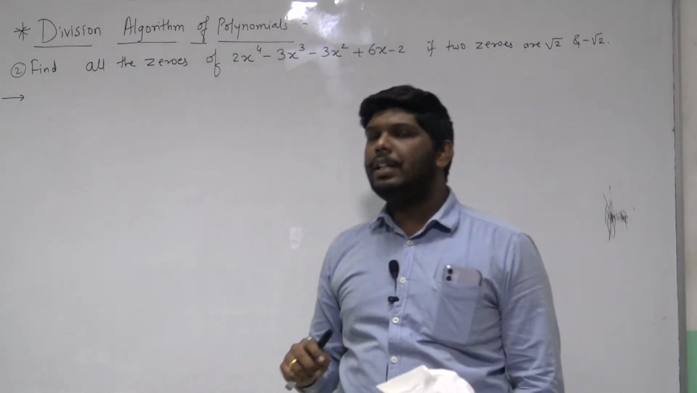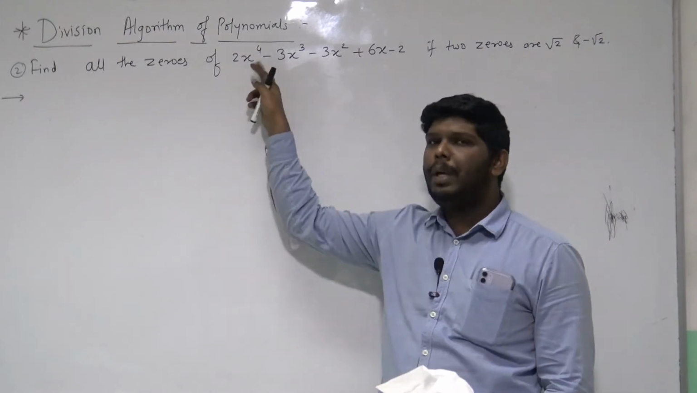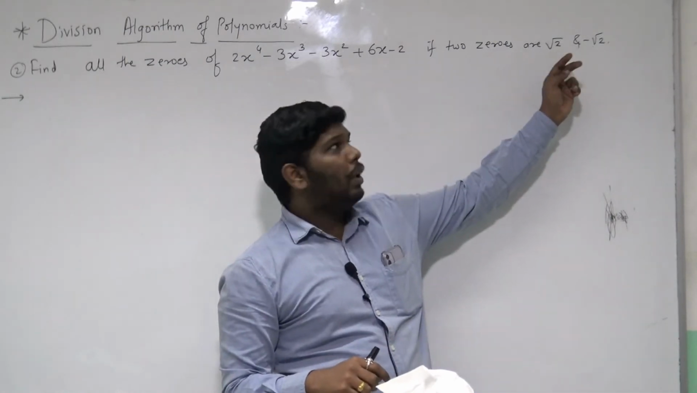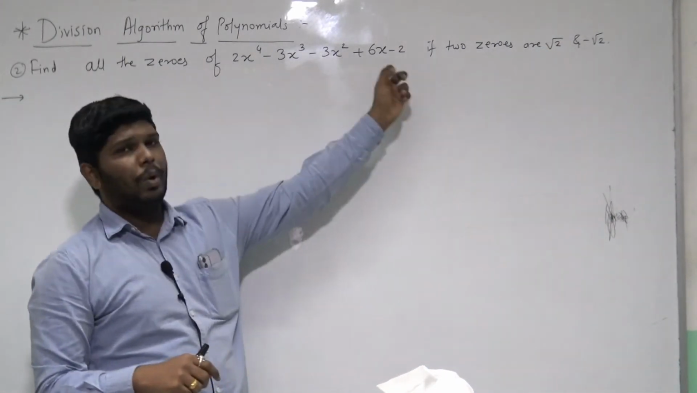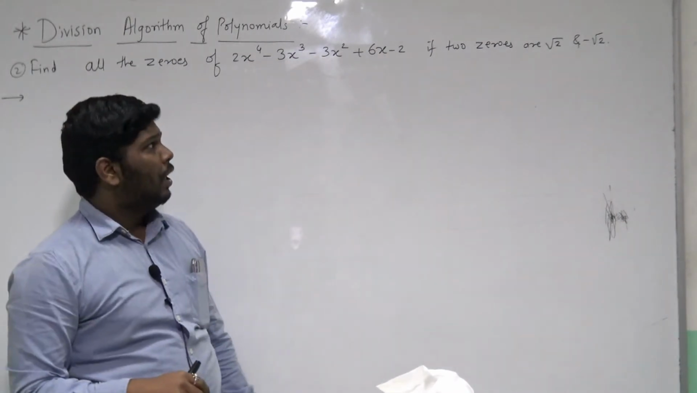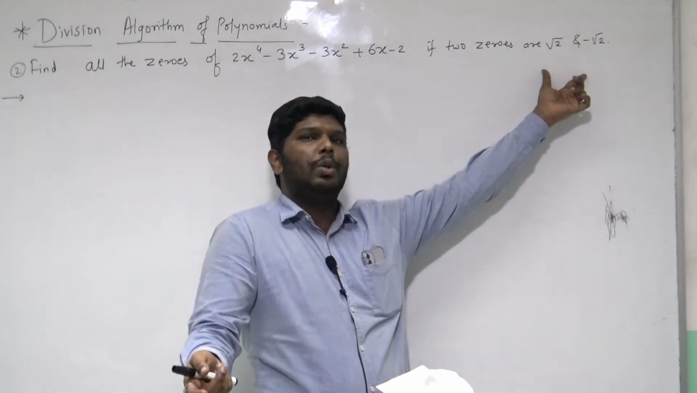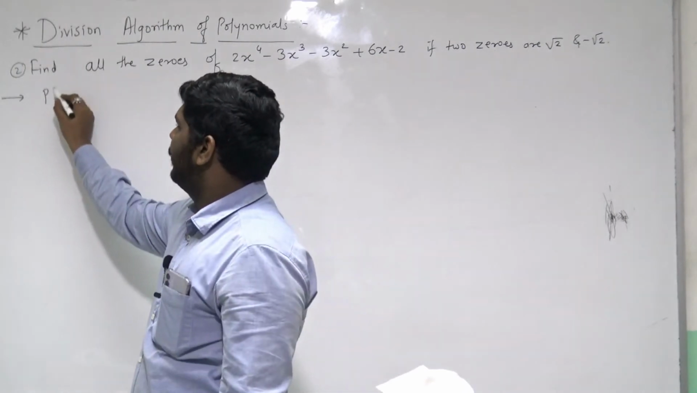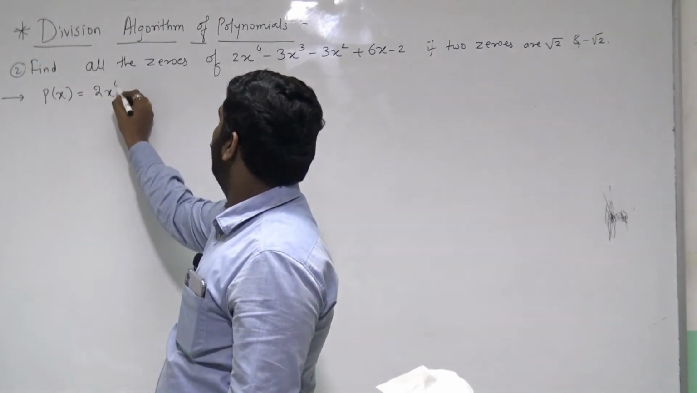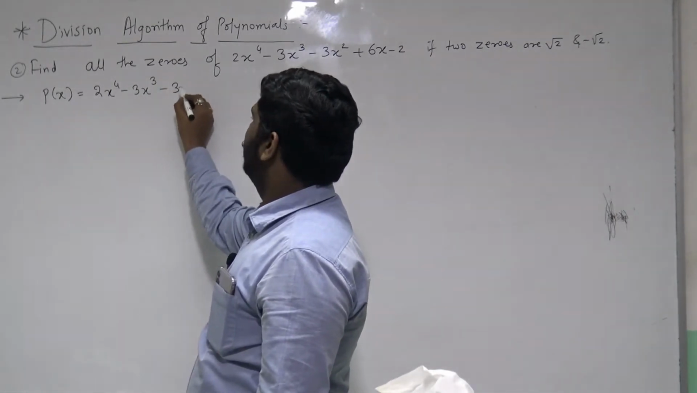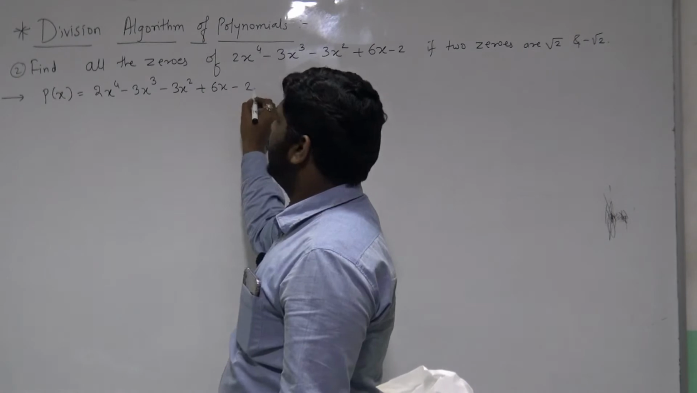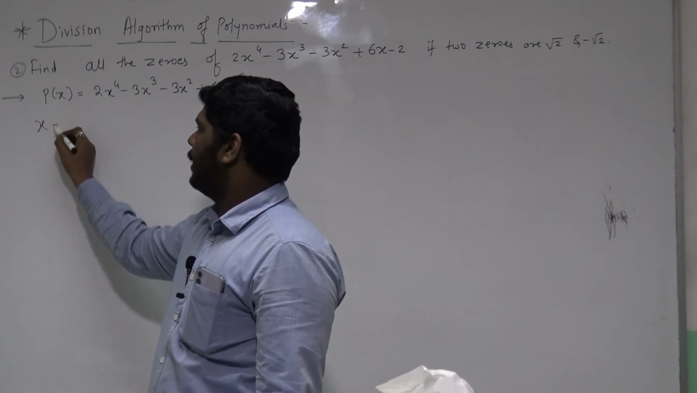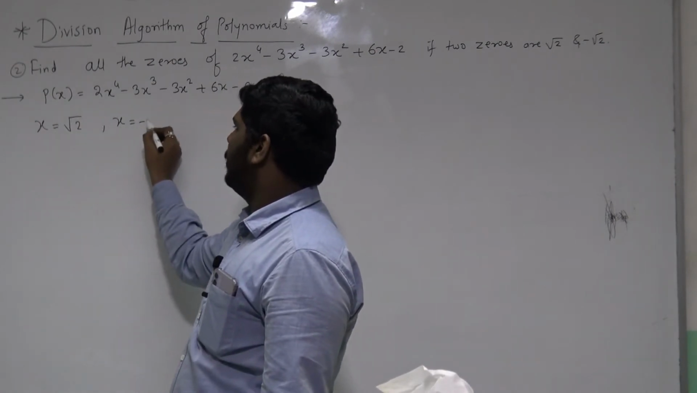As per the fundamental theorem of algebra we have already discussed, the number of zeros should be equal to the degree of the polynomial. Now out of these 4 zeros, 2 zeros are already given to you. So if I keep the value of x as root 2 or minus root 2 here, the polynomial will turn out to be 0. So what are the remaining 2 zeros that we have to find? Let us call this polynomial p of x, and p of x is given as 2x^4 - 3x^3 - 3x^2 + 6x - 2. These 2 zeros are the values of x basically. So x is root 2 and x is minus root 2.